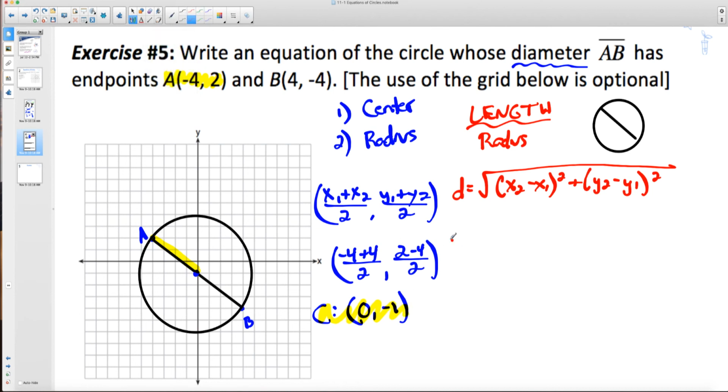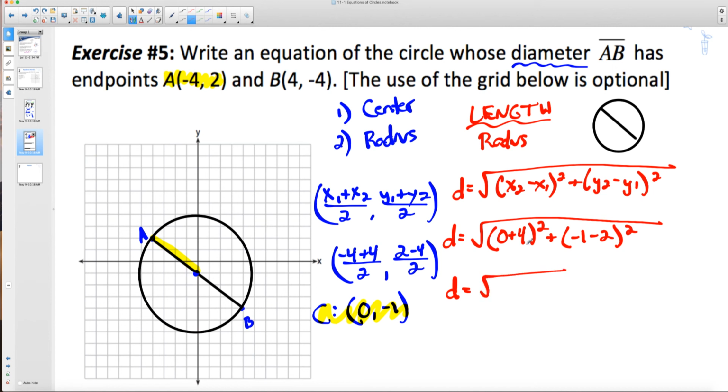So going ahead, doing our distance formula, distance equals the square root of 0 minus a negative 4 squared plus negative 1 minus 2 squared. Okay, when we do that, 4 squared is 16, negative 3 squared is 9. That's going to be the square root of 25. So we get a distance of 5. That's our radius.